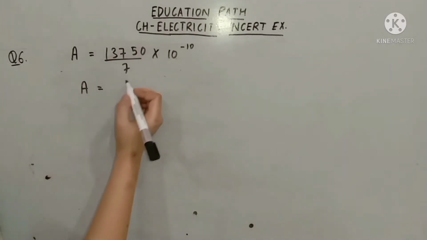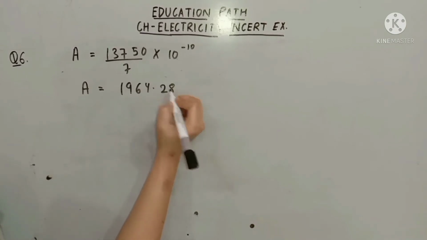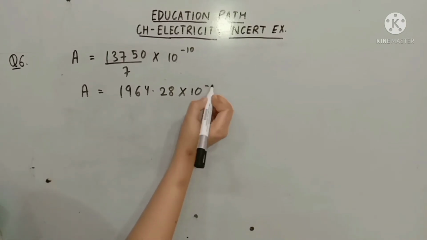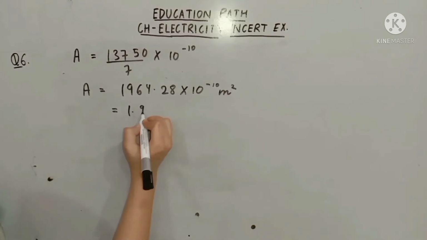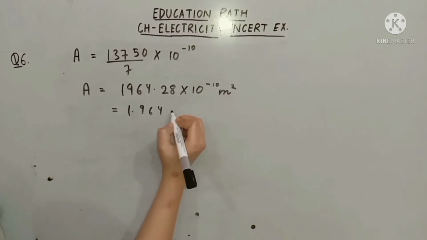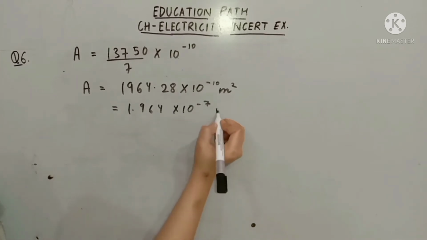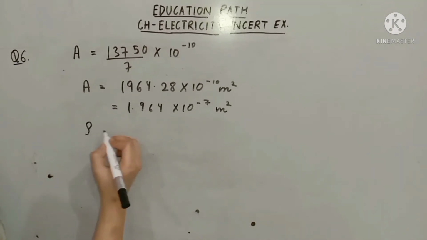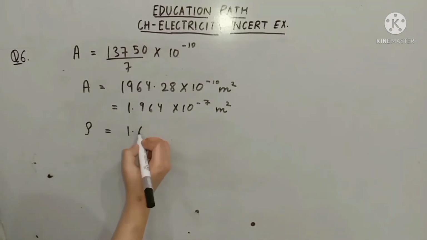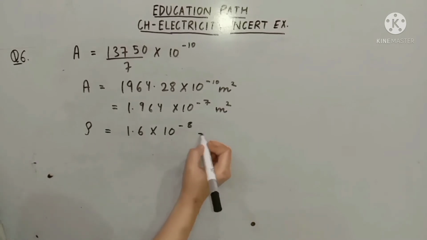On solving this, we will get 1964.28 into 10 to the power minus 10 meter square. We can reduce this into 1.964 into 10 to the power minus 7 meter square, which is the required area. Now rho is given, 1.6 into 10 to the power minus 8 ohm meter.